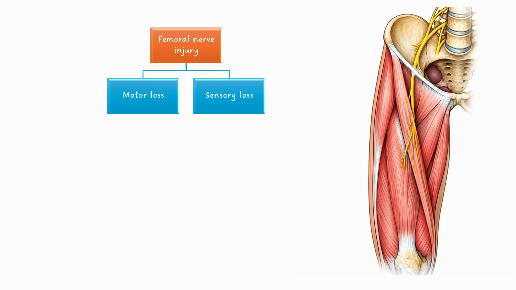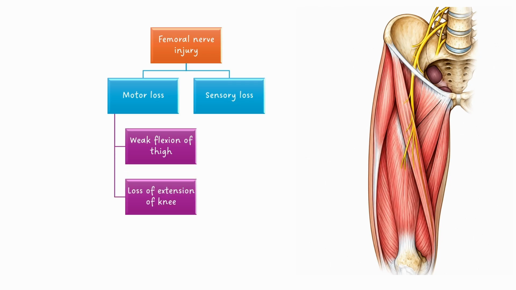Now in the motor loss, we see weak flexion of the thigh. This is because of paralysis of the iliacus and sartorius muscles. Then there is inability to extend the knee. This is because of the paralysis of the quadriceps femoris muscle.